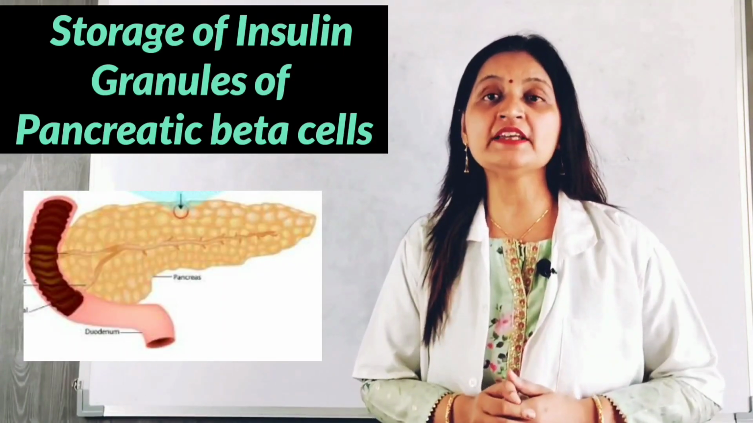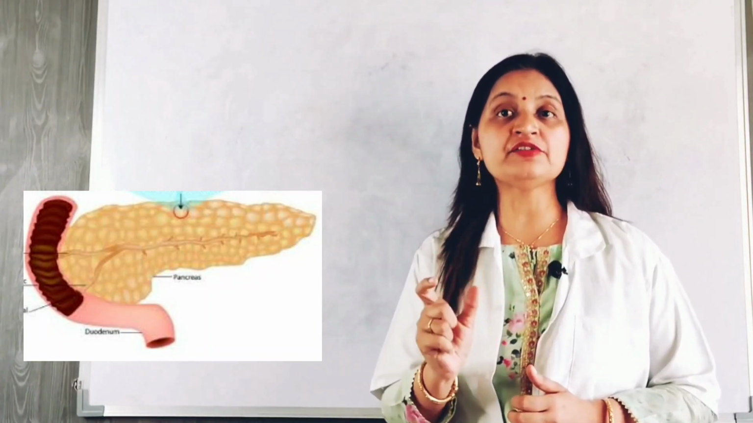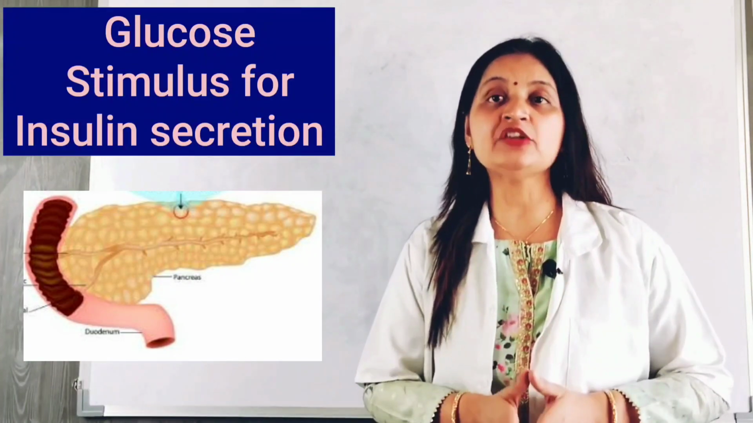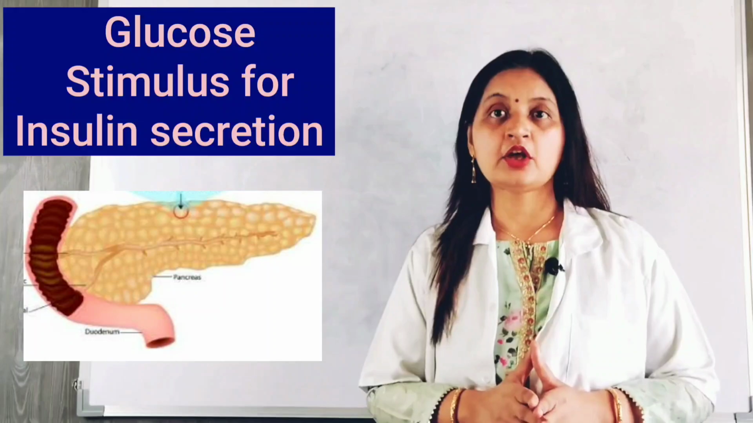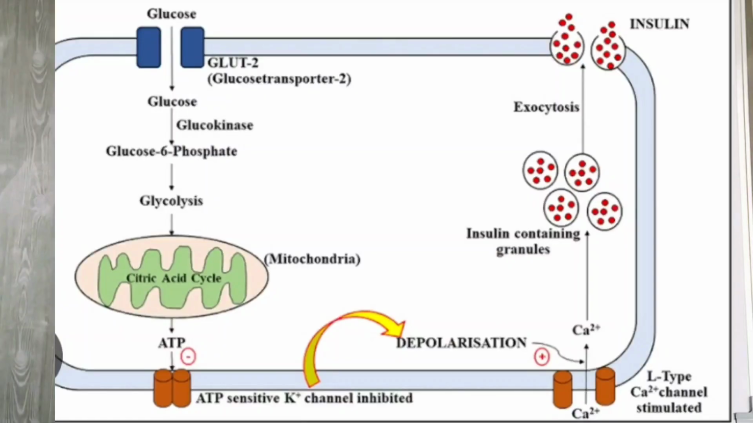So what causes the release of insulin into the systemic circulation? Glucose at a concentration greater than 70 mg per deciliter stimulates insulin secretion. So let's see how glucose stimulates the secretion of insulin. As we can see in this figure, GLUT2 transporters are expressed in the beta cell membrane, and this facilitates the entry of glucose into the pancreatic beta cells.